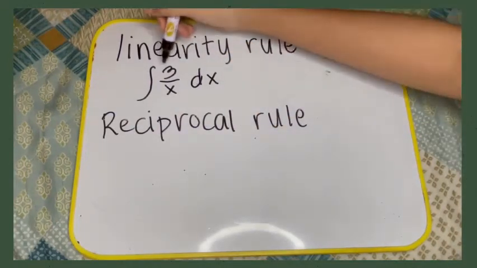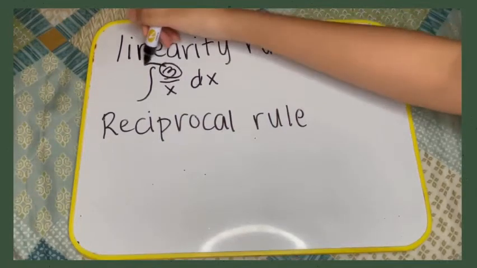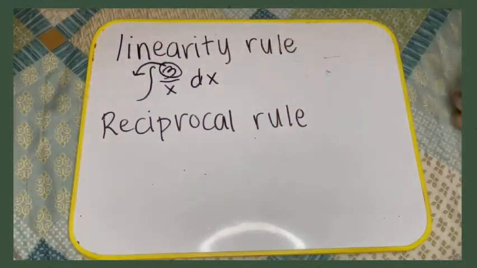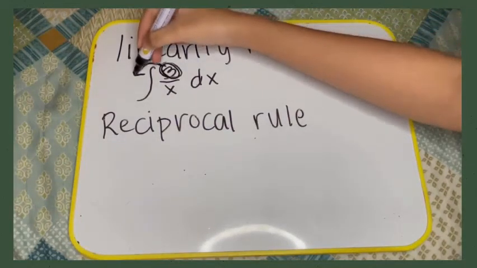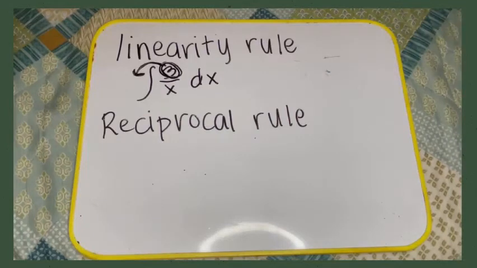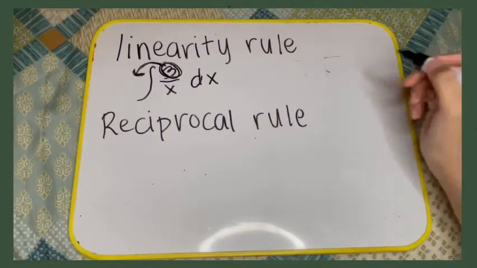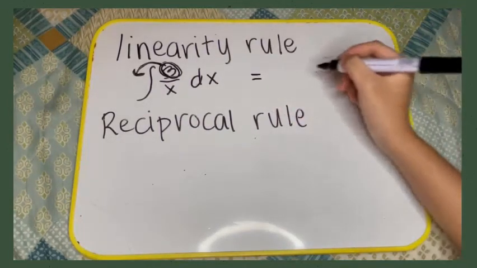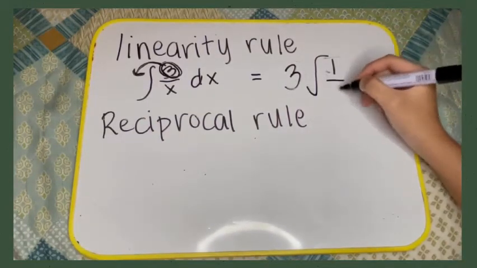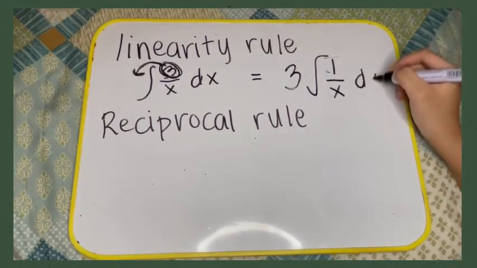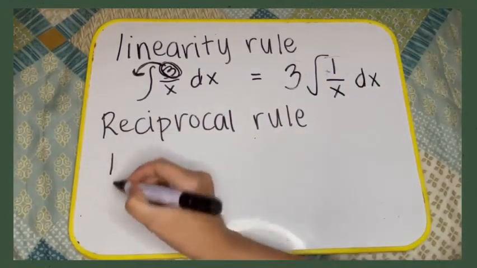So let's continue. We see 3 here, right? So we are going to move 3 out of the numerator and put it before the integral sign. It is also stated that whenever you move the constant, you are going to be left with 1 in the numerator in this kind of equation. So the equation now looks like this. 3 integral of 1 over x with respect to x.